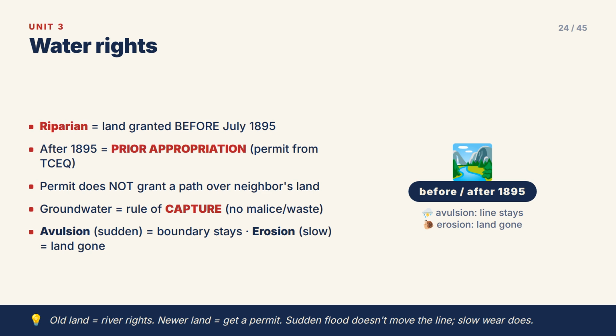Groundwater runs on the rule of capture. Pump as much as you choose, just no malice, no waste. Border a non-navigable stream and you own to the center of it. And when a flood suddenly rips land away, that's avulsion and boundaries don't move. Slow erosion, that land is gone for good.